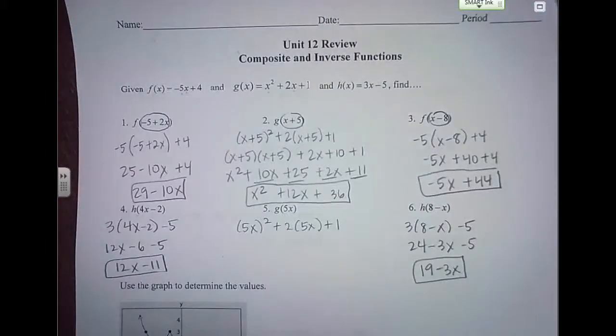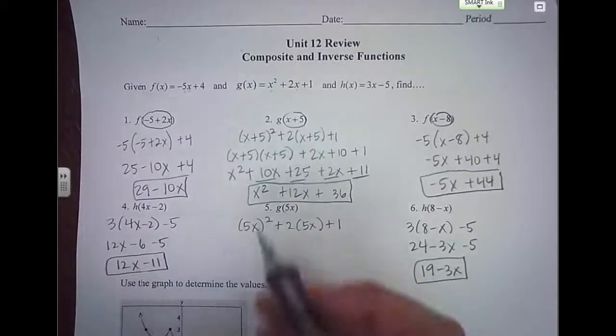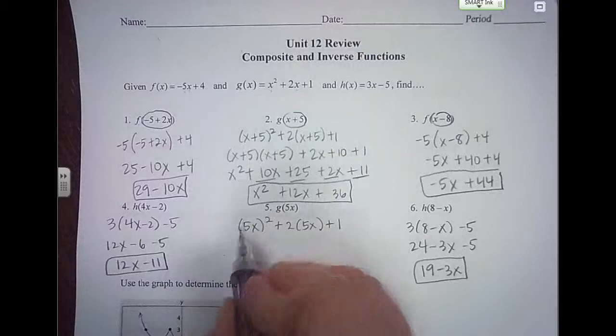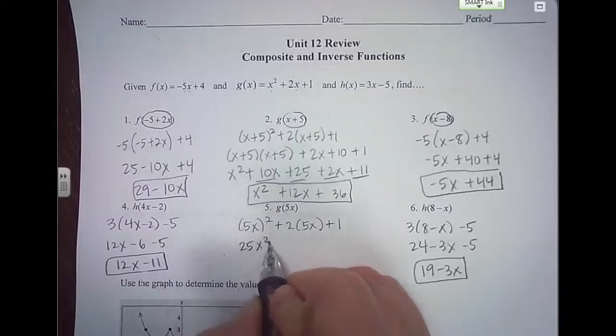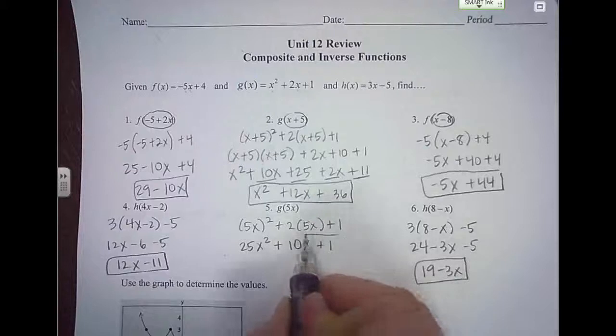Okay, I worked out number 4, and I worked out number 6. Now number 5, I want to make sure again with that squared, make sure that you do this correctly. So we're squaring the 5 and the x. So this is going to become 25x squared plus 10x plus 1, and then you can't combine anything else, so we just leave it like that.